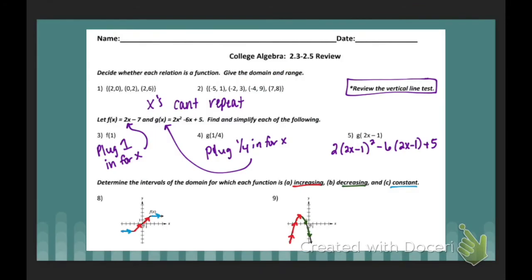For problems 1 and 2, we're just making sure that our x's don't repeat. If they repeat, it's not a function. Your domain, remember, is always your x values, and your range is your y values. Make sure that you review the vertical line test from your notes.